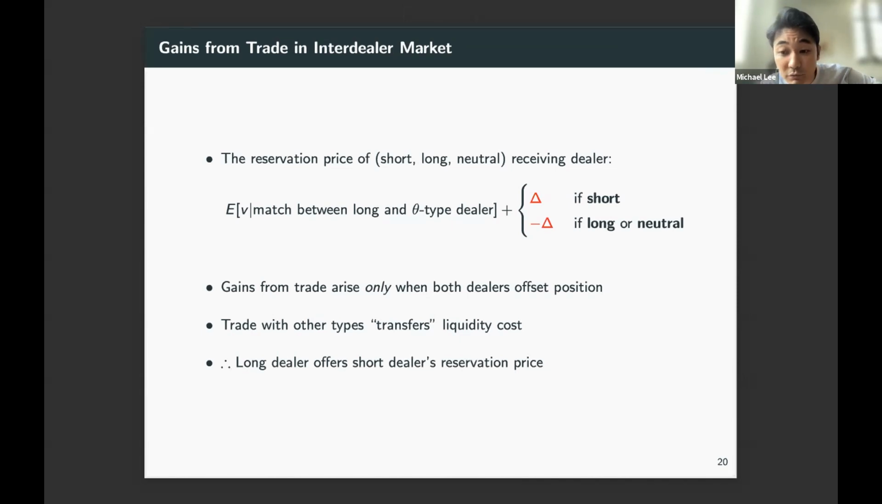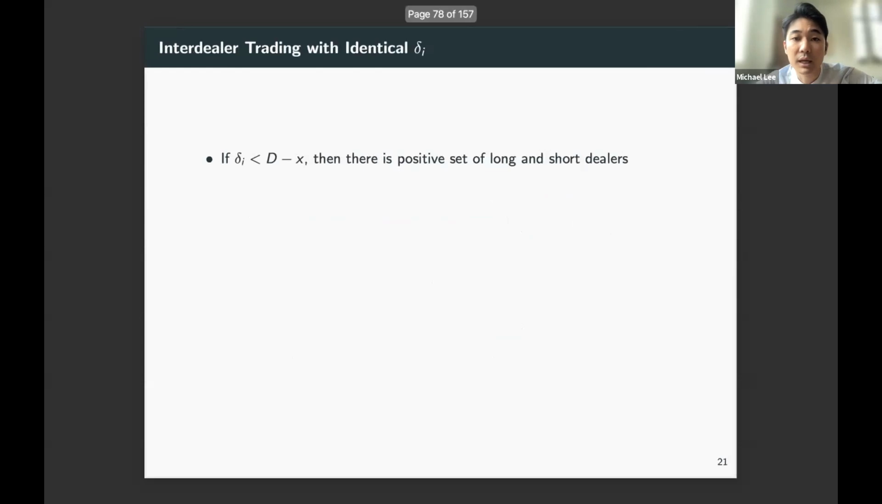They are differentially informed, but together they have the most different views. And this means that even the first component is the largest for the short dealer. So altogether, what this implies is that interdealer trading in this particular setting happens primarily between these long and short dealers who have opposite positions. So endogenously, they're going to choose to make offers and receive offers that would be accepted only by those of the opposite position.